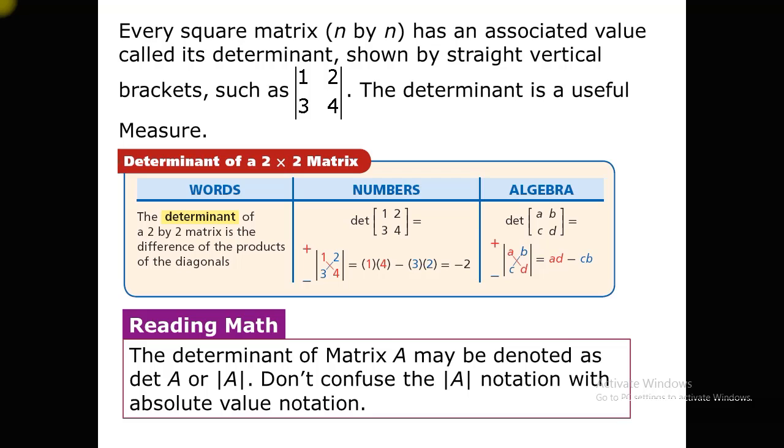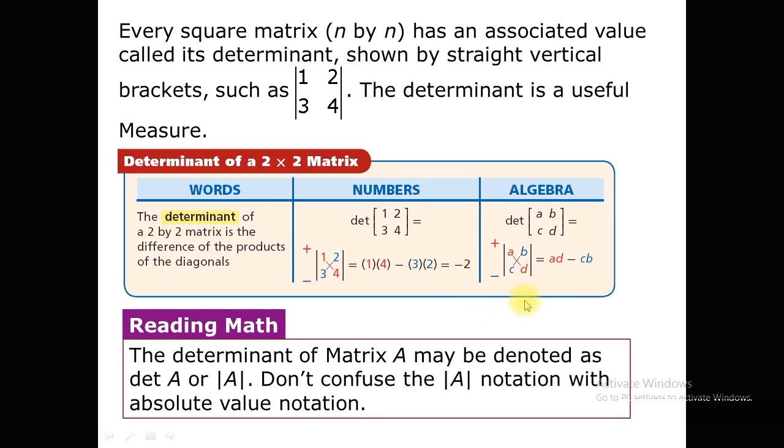Suppose we have a 2 by 2 matrix, then for the determinant of a 2 by 2 matrix, find the difference of the products of the diagonals. This is the first diagonal and this is the second diagonal. First multiply these two entries, then multiply these two entries, and then subtract to find the difference. You will get the determinant. For example, for this matrix, 1 times 4 is 4, and 2 times 3 is 6, and 4 minus 6 is equal to minus 2.